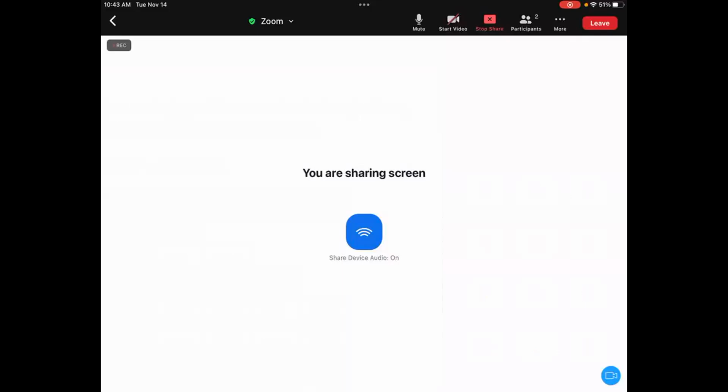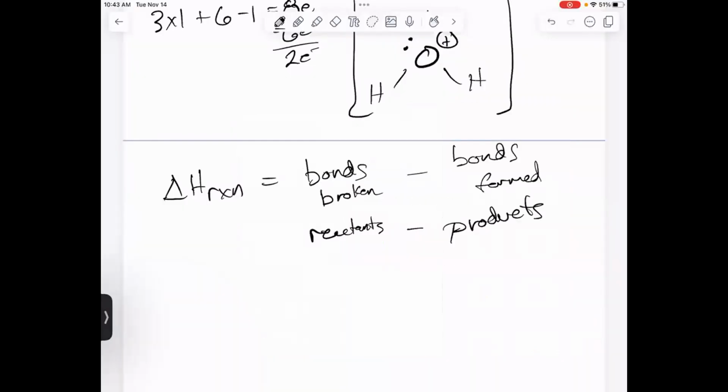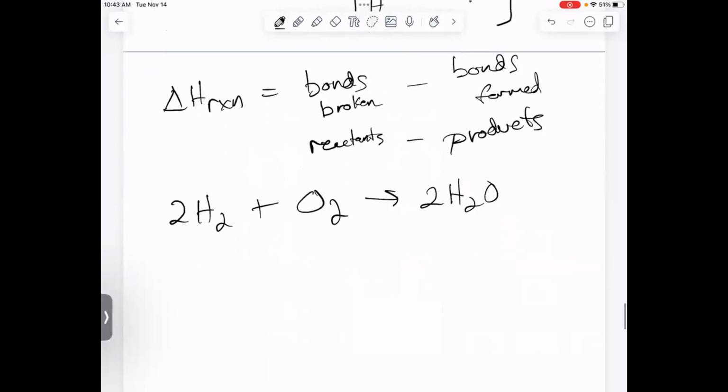So if my reaction was 2H2 plus O2 going to 2H2O, what I'm going to do is draw a Lewis structure of H2, which is really just a hydrogen single bonded to itself. That's it. There's only 2 electrons for H2, so that's just the one bond, right? But if I have 2 of them, I'm going to draw it twice just to keep track of how many bonds there are.